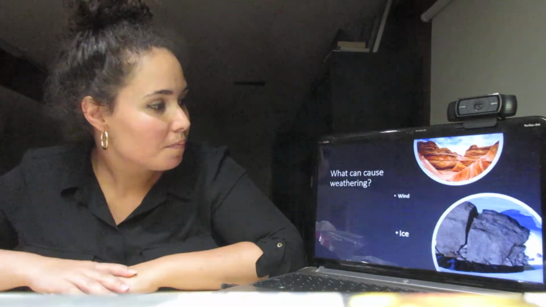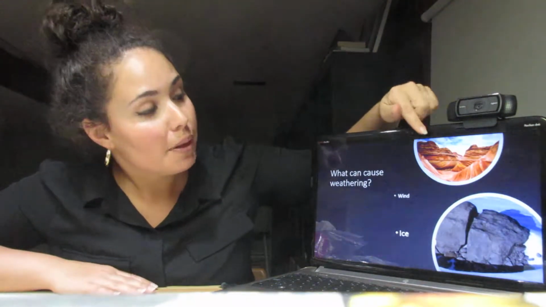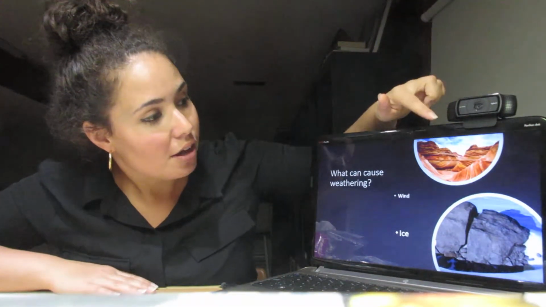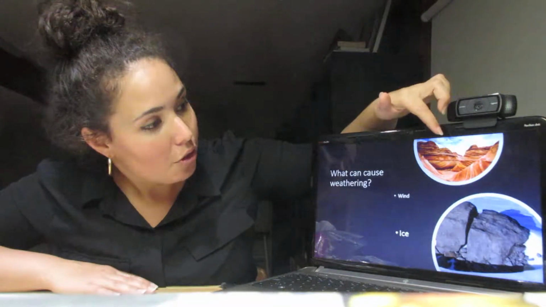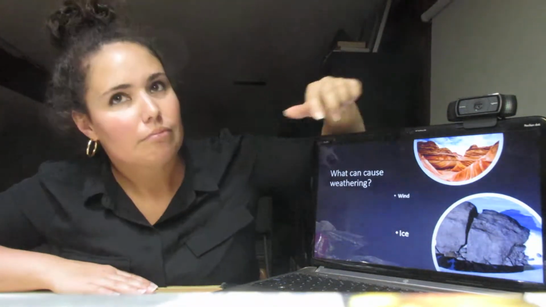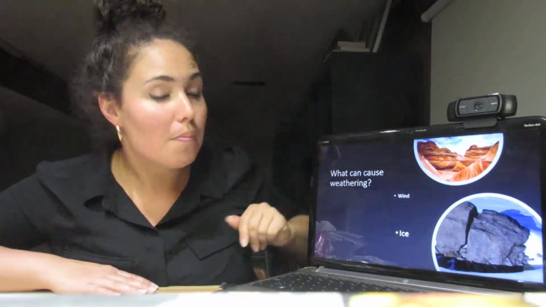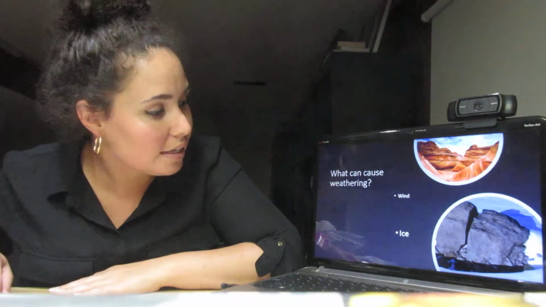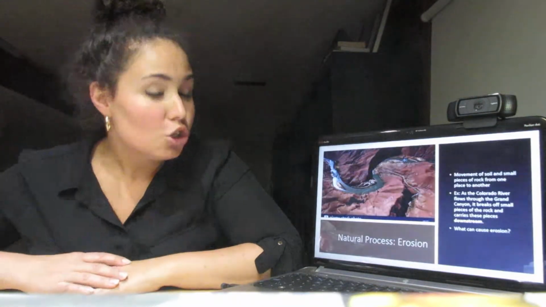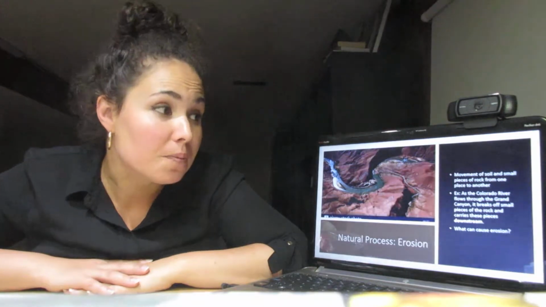Nobody? Okay. So weathering can be caused by wind and by ice. So as we can see on this picture, wind can cause the rock to be shaved off, and here ice can break the bigger rock into smaller pieces.